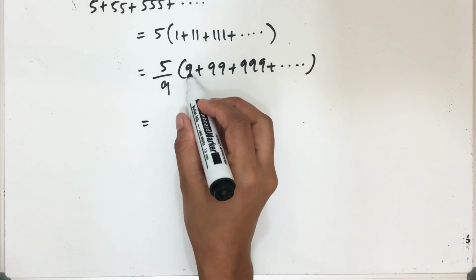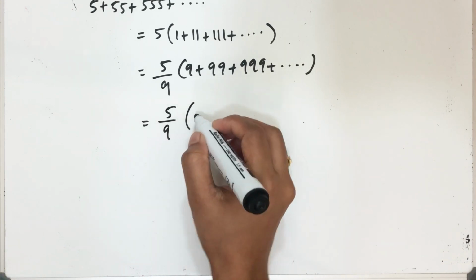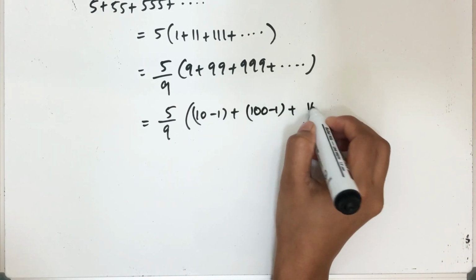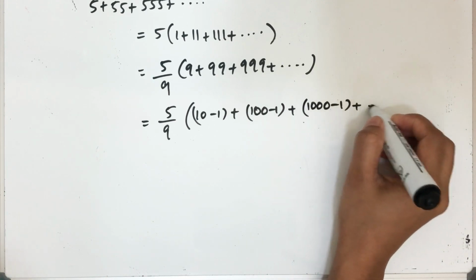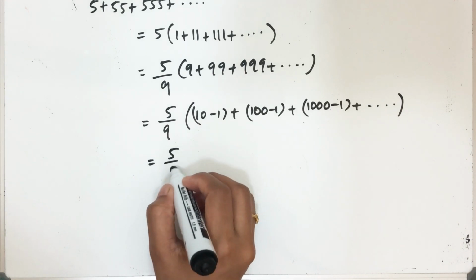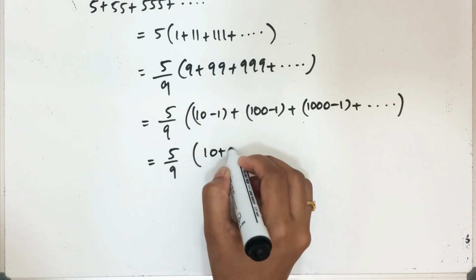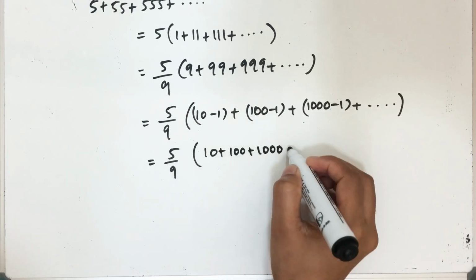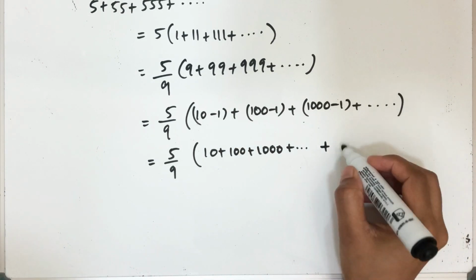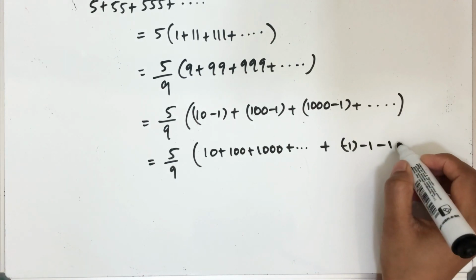Then see, 9 is 10 minus 1, 99 is 100 minus 1. So we can write 5 by 9 into (10 minus 1) plus (100 minus 1) plus (1000 minus 1) plus etc. which is equal to 5 by 9 into (10 plus 100 plus 1000 plus etc.) plus (minus 1 minus 1 minus 1 etc.) n times.